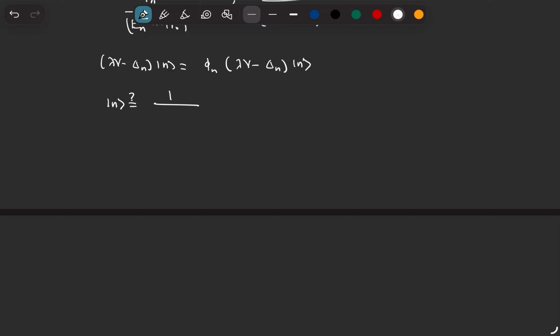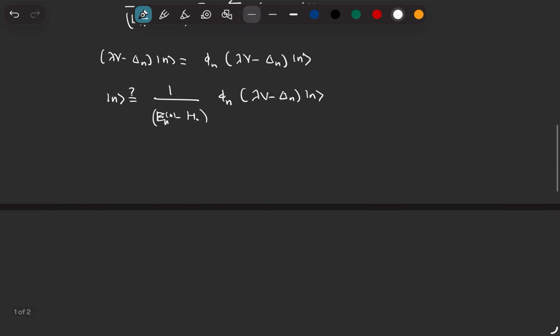And that will be |n0⟩ minus of H0, and there is this φn and Λ of V minus of Δn. Now obviously, there are a few things here. As Λ goes to 0, En goes to E0, and Δn also goes to 0.